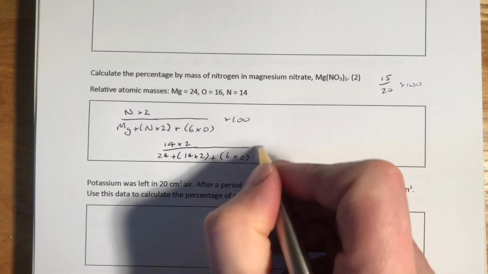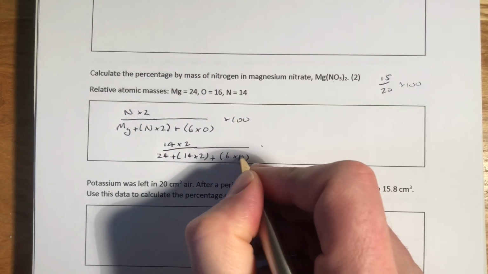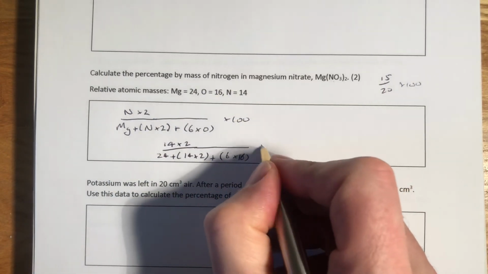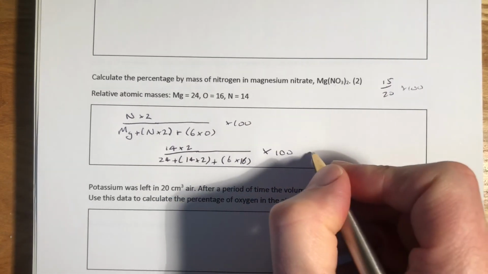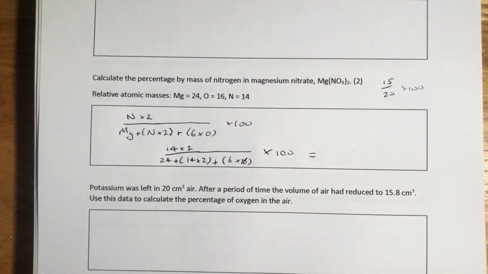And then we're going to, oxygen is 16, isn't it? So I've written out O there, so 16. 6 times 16, and then we're going to multiply all that by 100, and then that will be our answer. And I'll let you put those numbers into a calculator to get an answer for that.